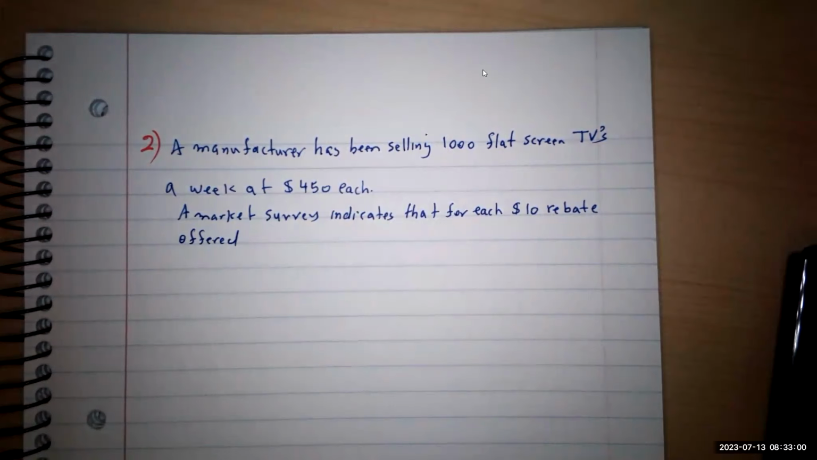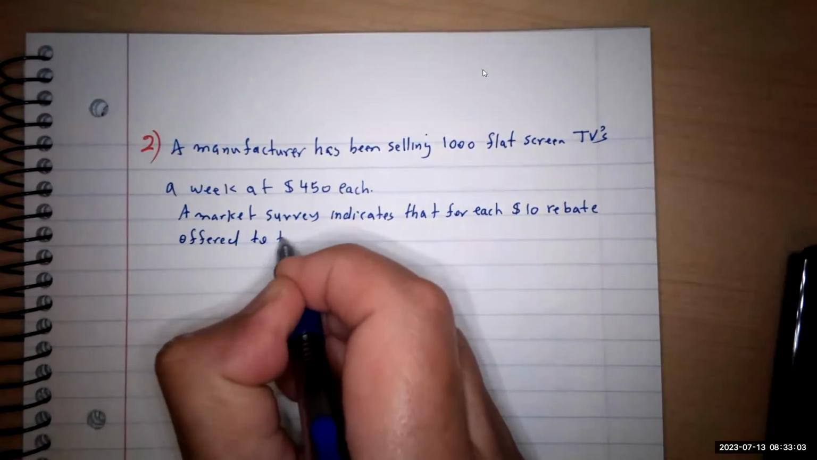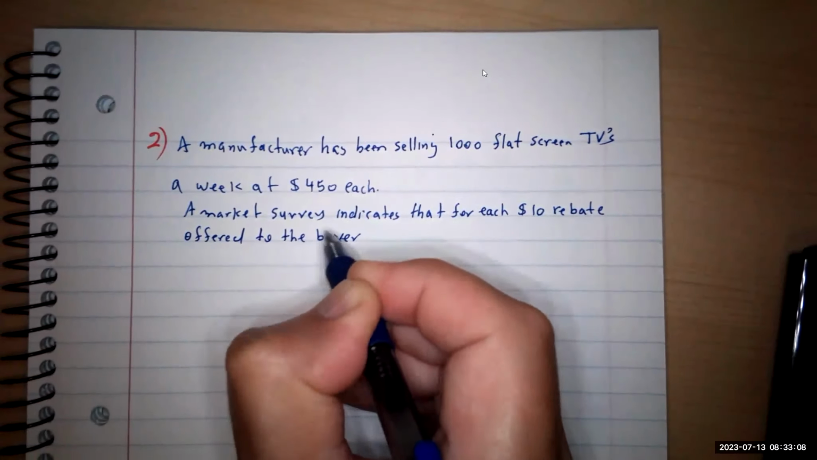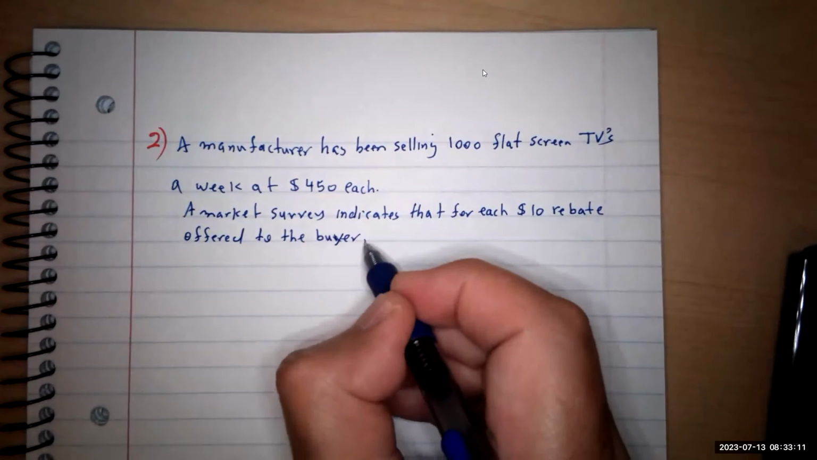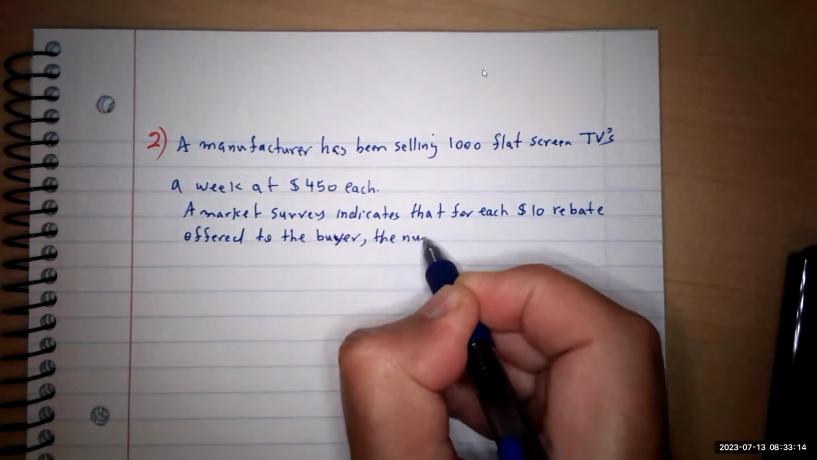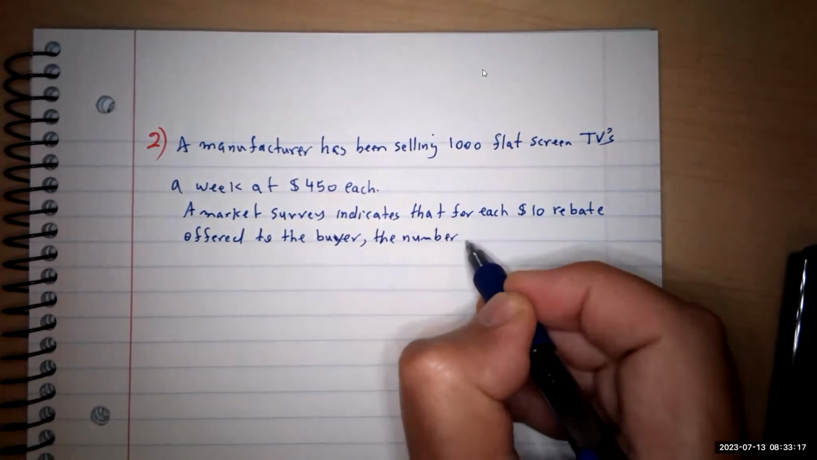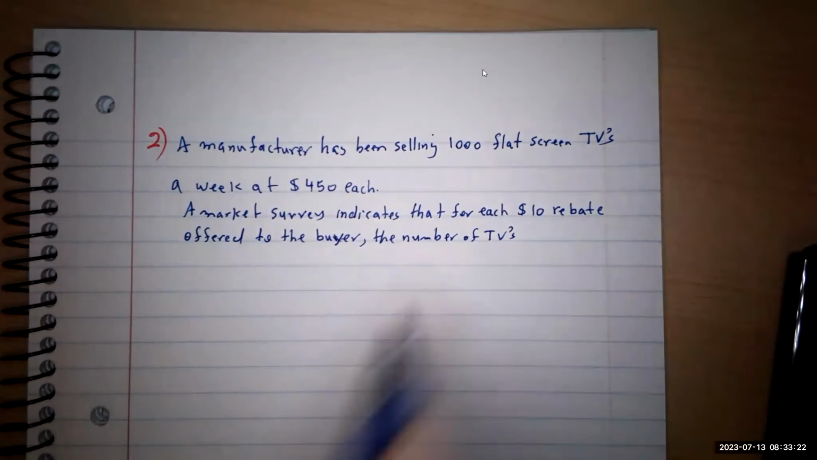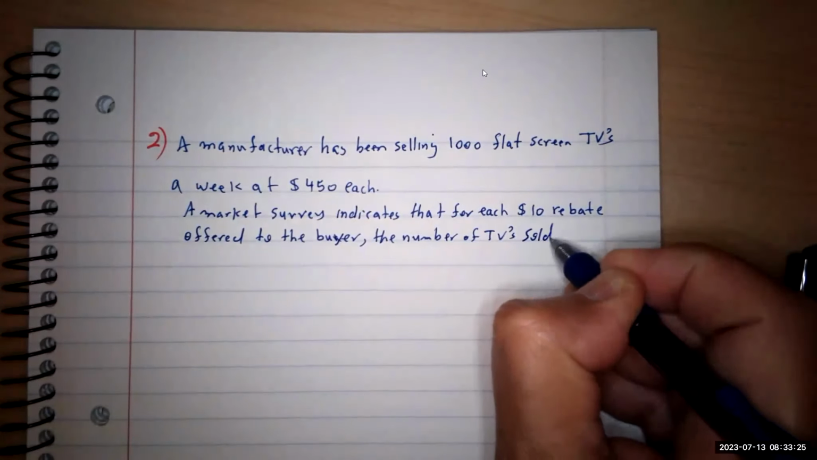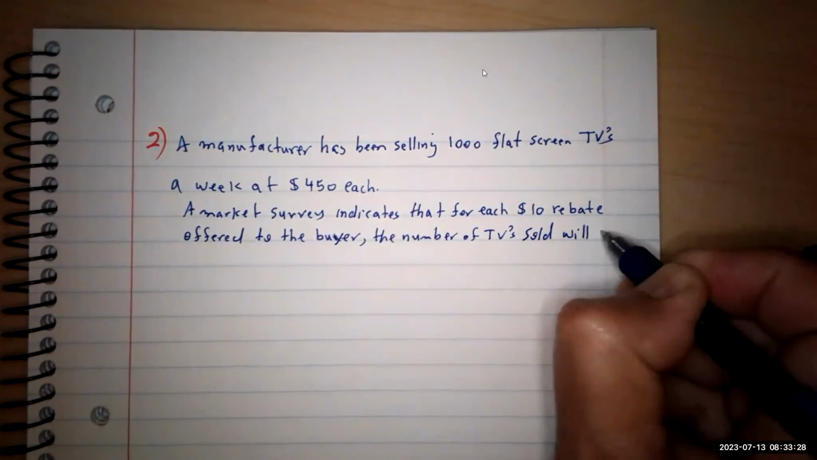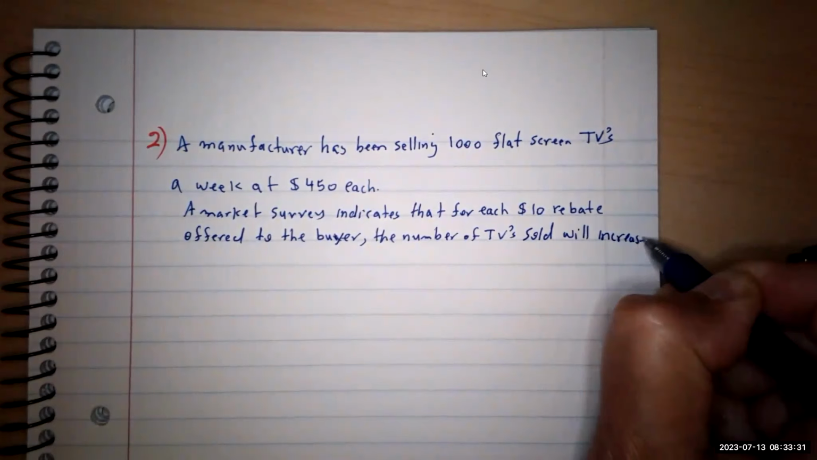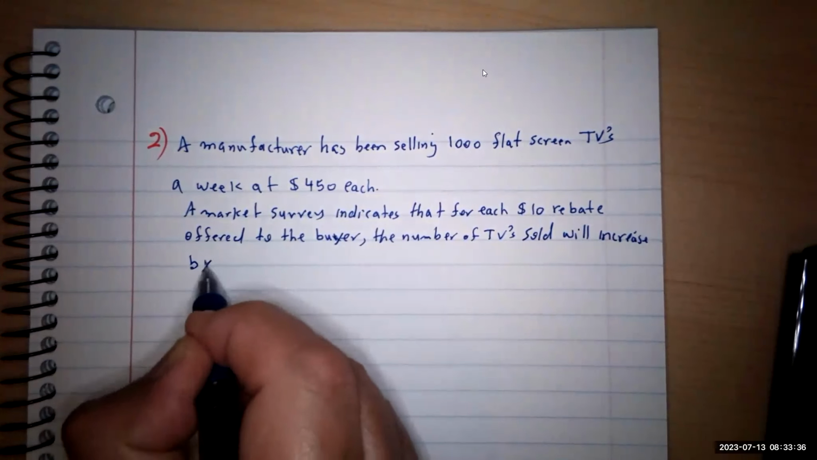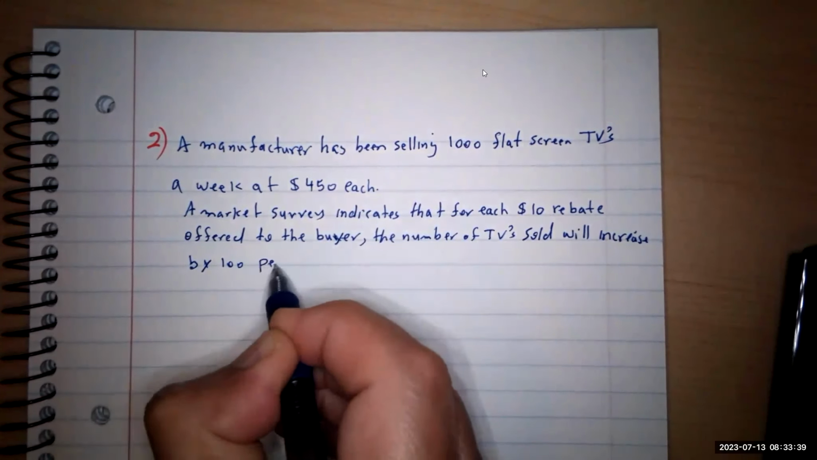Okay, rebate offered to the buyer, we get more customers. The number of the TVs that we're going to sell is going to be more. Sold will increase by how many? Will be increased by 100 per week.